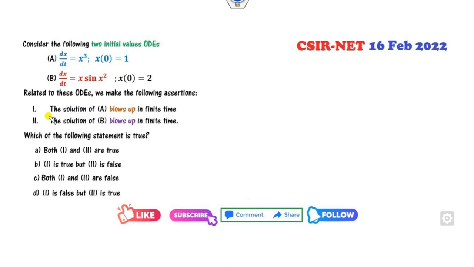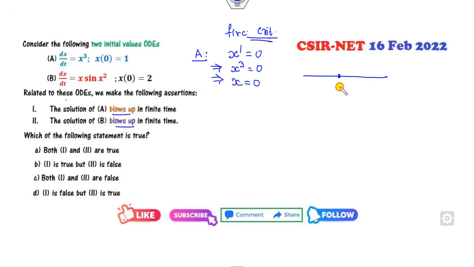Okay, look at this another one. Consider the initial value problem. Which of the following solutions blow up in finite time? Okay, look at the first case. Whenever you are talking about finite blow up or finite blow down, find the critical point. What is the critical point of this? When the first derivative is 0, that means x cube will be 0, x will be 0.